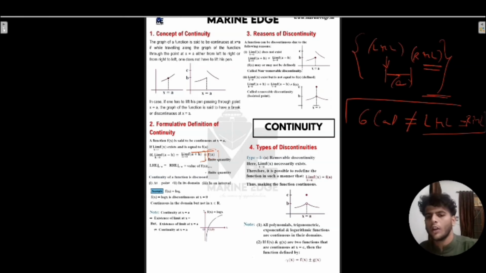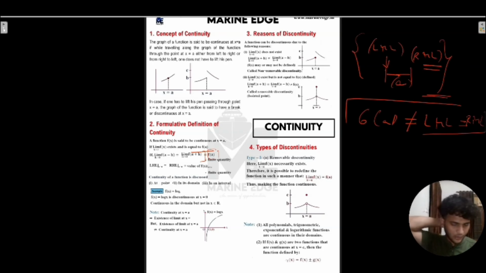Yes. So now we are talking about the types of discontinuities. Type 1 is removable discontinuity. Here the limit of f(x) necessarily exists, therefore it is possible to redefine the function in such a manner that the limit as x tends to a of f(x) is equal to f(a), thus making the function continuous. That is, we have now made sure that the limit exists. So now it is possible for us to say that the limit as x tends to a of f(x) is equal to f(a).